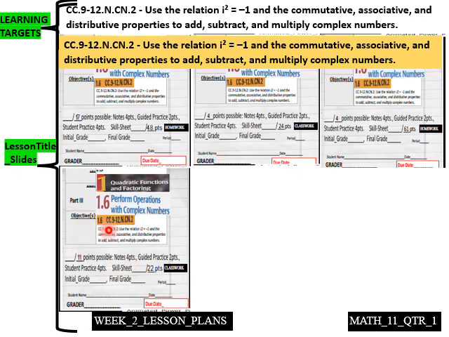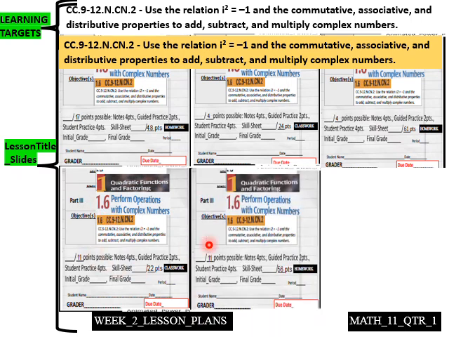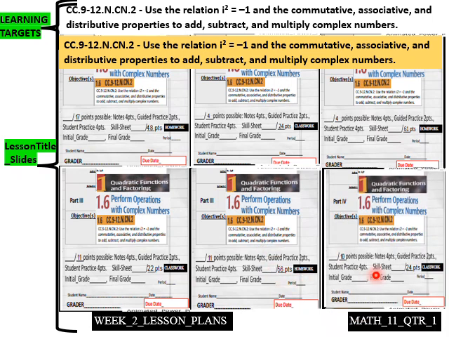numbers. Then we go to 1.6 part 3 classwork, 22 points, 11 points of note taking for part 3 classwork. 1.6 part 3 homework is 56 points. And then 1.6 part 4 classwork, 24 points, 10 points in note taking for 1.6 part 4, perform operations with complex numbers.